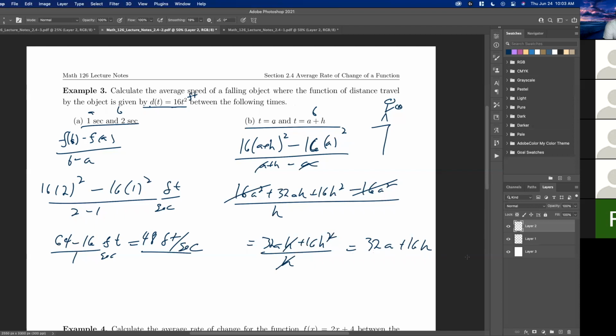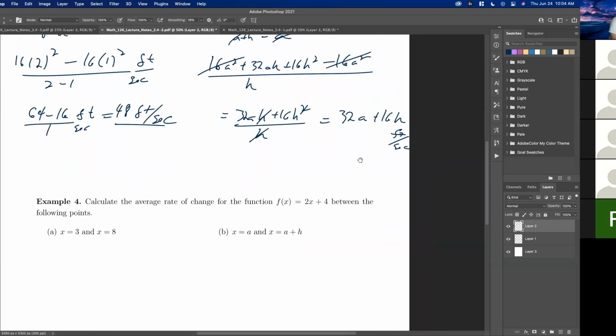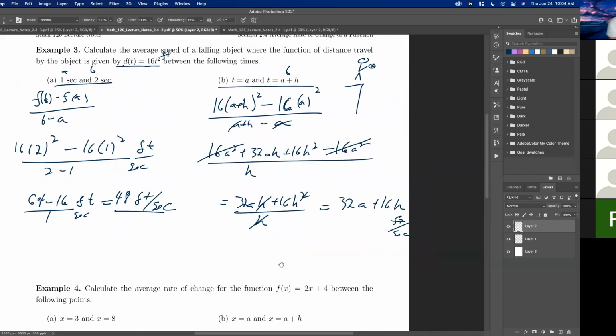And so the units on that will still be feet per second. And this is what you do in calculus when you're finding derivatives. The only difference is that you take the limit as H goes to 0, and this one just becomes 32A. I'm trying to give you a little glimpse of what's happening in calculus, and some of you have taken calculus, so you can kind of see what this is. But if you don't understand that, that's fine. Just make sure you understand how to find these values.